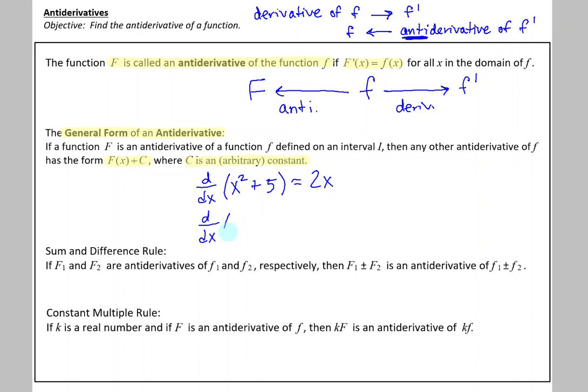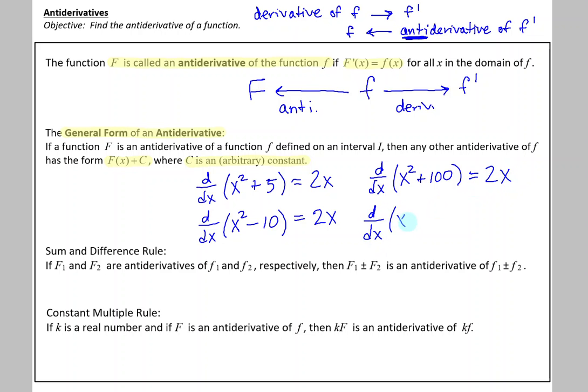How about the derivative with respect to x of x squared minus 10? I've only changed the constant here. What do I get? The derivative of x squared is 2x, and the derivative of negative 10 is 0, so I still end up with 2x. I'm going to change the constant again, the derivative with respect to x of x squared plus 100. Again, the derivative of x squared is 2x, and the derivative of positive 100 is 0, so I still end up with 2x. It does not matter what that constant is. I'm going to call it c for any general arbitrary constant.